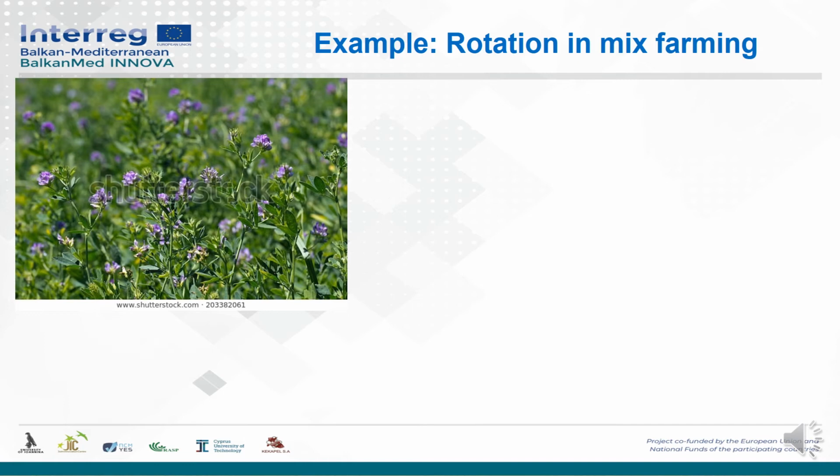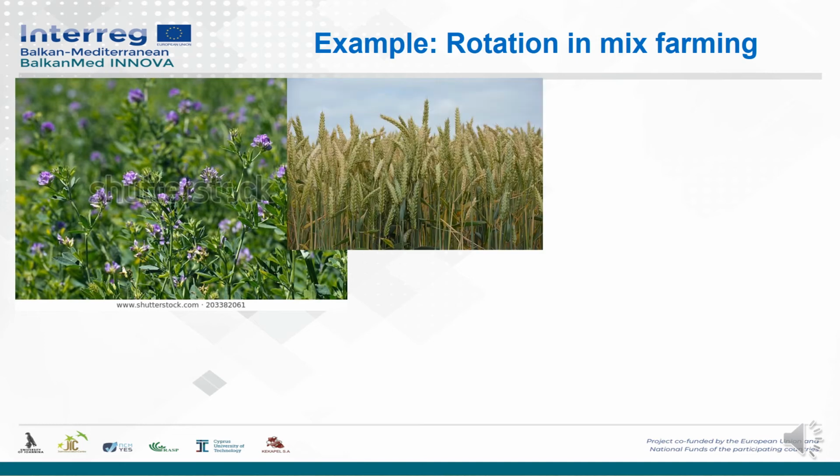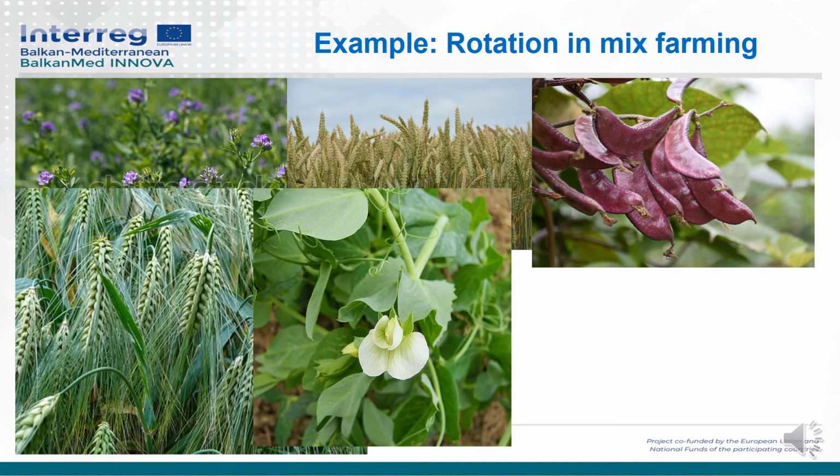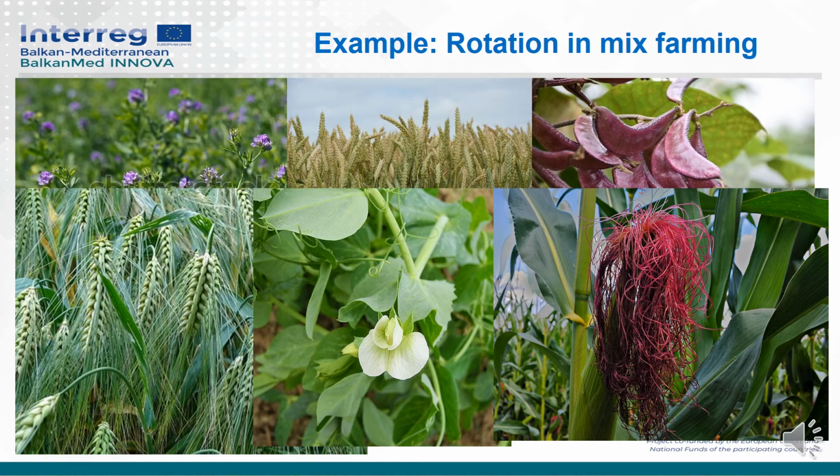In this farm, we have animals and have crop production. A part of them can be production of forage for animals, and the other can be production for human consumption. I'm just showing some photos of some of them. For example, alfalfa, a perennial plant which is used for forage for animals. We have lentils, which is for human consumption. We have cereals, different cereals, including maize and peas that are used for human consumption.